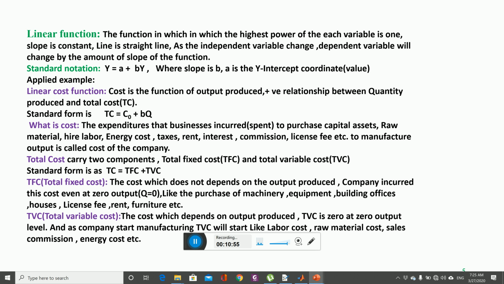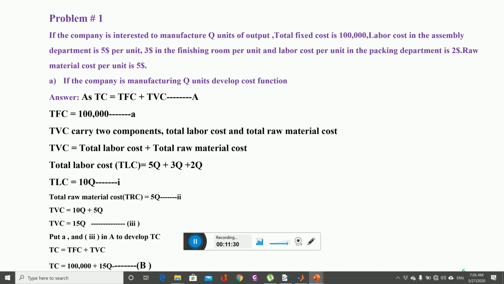When the businessman starts production, total variable cost will also start to change, because when there is no output, there is no need of inputs like raw material, like labor. There is no need to pay commissions to the salesmen. Variable cost is that cost which directly depends on the output produced. If output is zero, there is no variable cost, but as the company starts manufacturing, definitely the company has to pay the variable cost as mentioned.